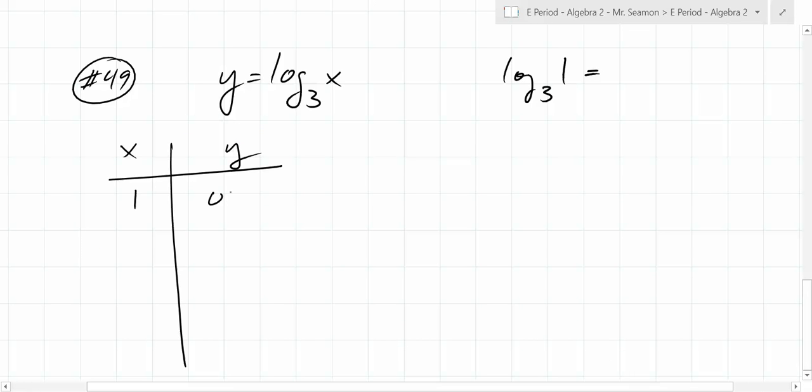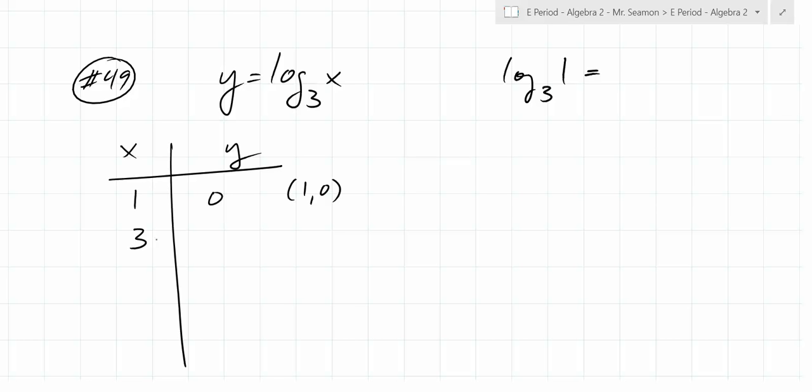It's 0, right. So we have 1 point, which is 1, 0. What's the next x value you want to plug in? How about 3? Don't plug in 2. If you plug in 2, you have to answer the question, 3 to what power is 2? And that's nasty, right? We need to pick values that you can fill in nicely. 3 to what power is 3? 1. So we have our next point, 3 comma 1.